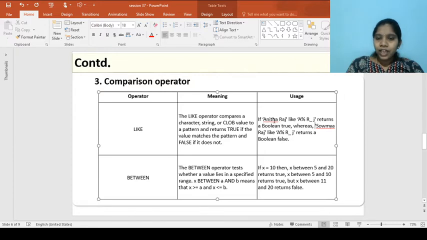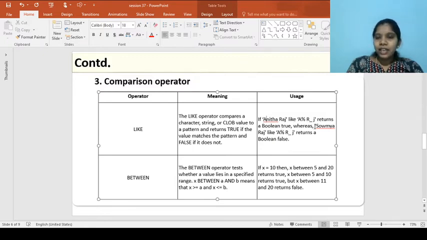So in the first case, Anita Raj, it starts with the letter A and contains some letters, then it contains capital R. After capital R, it should contain only one character followed by J. So the value Anita Raj perfectly matches the pattern, hence it returns the true value.